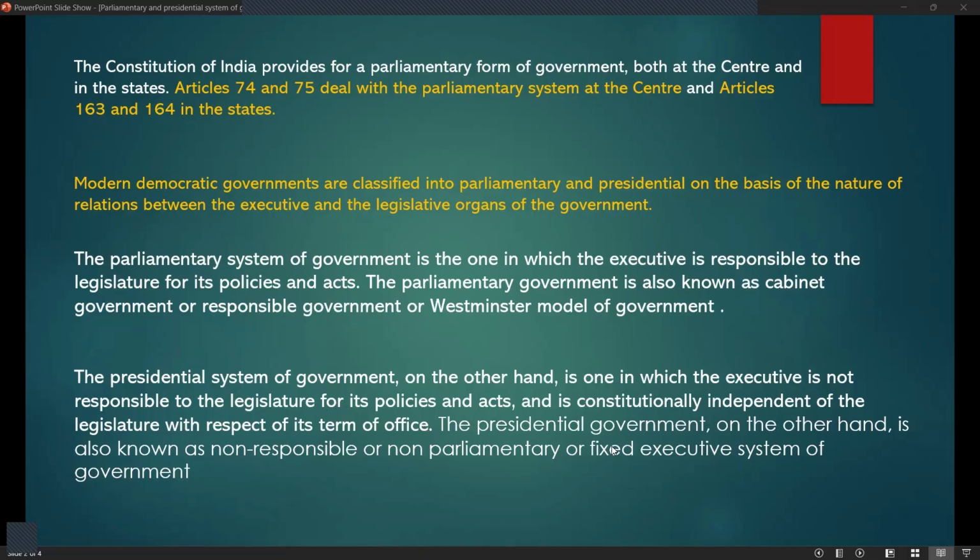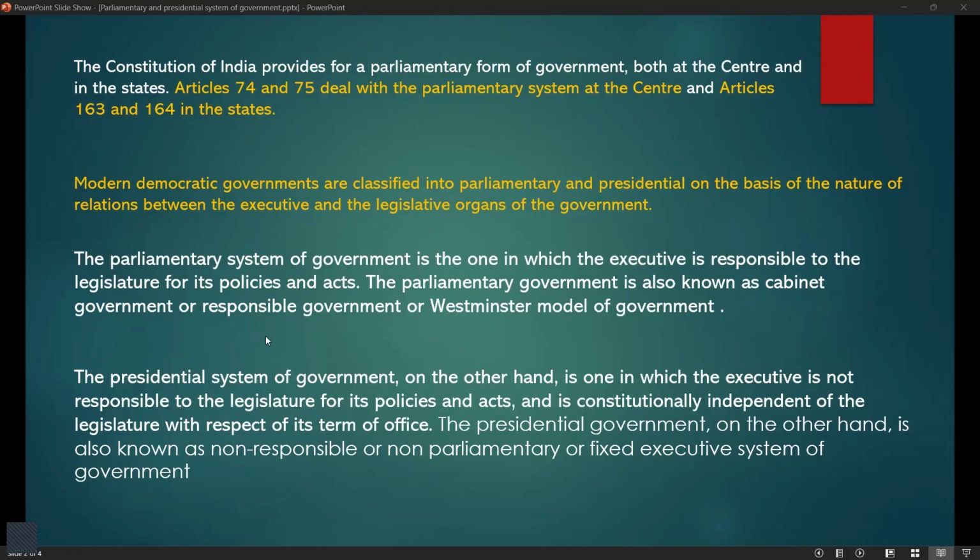The presidential government is also known as non-responsible or non-parliamentary or fixed executive system of government. What happens is, the president is not responsible to anyone. If he wants to make some policies or acts, he can do it on his own. He is not responsible or answerable to anyone, and he has a fixed executive term.